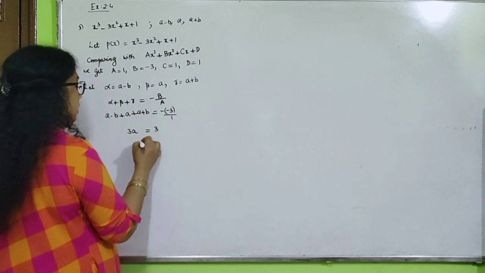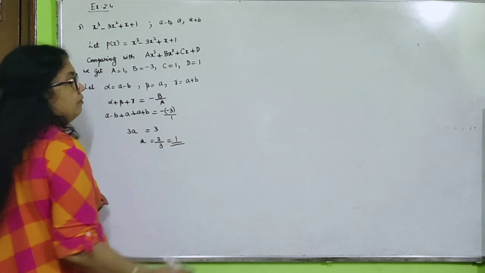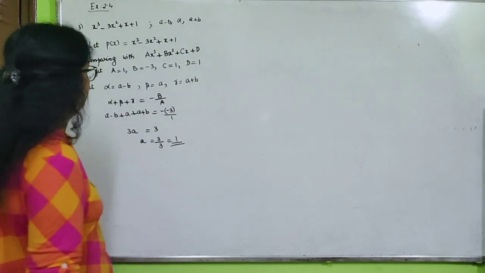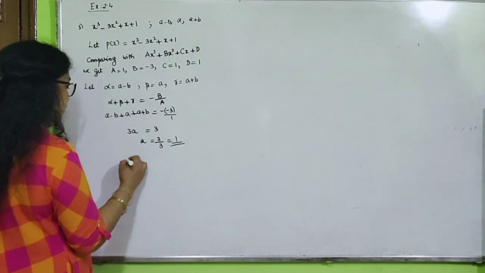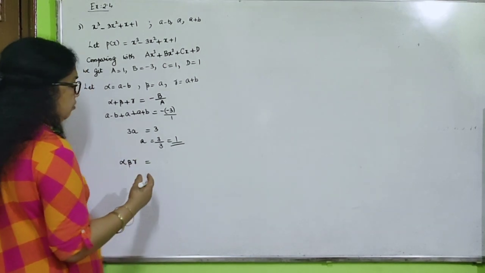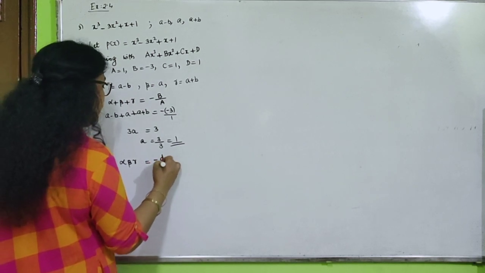3A equal to 3, so A equal to 3 upon 3. That is 1. So you got the value of A. Now what do you want to get? B value. For that, alpha, beta, gamma. What is the formula? Product. The second one also you can get. This one will be easy to find out. That is minus D by A.